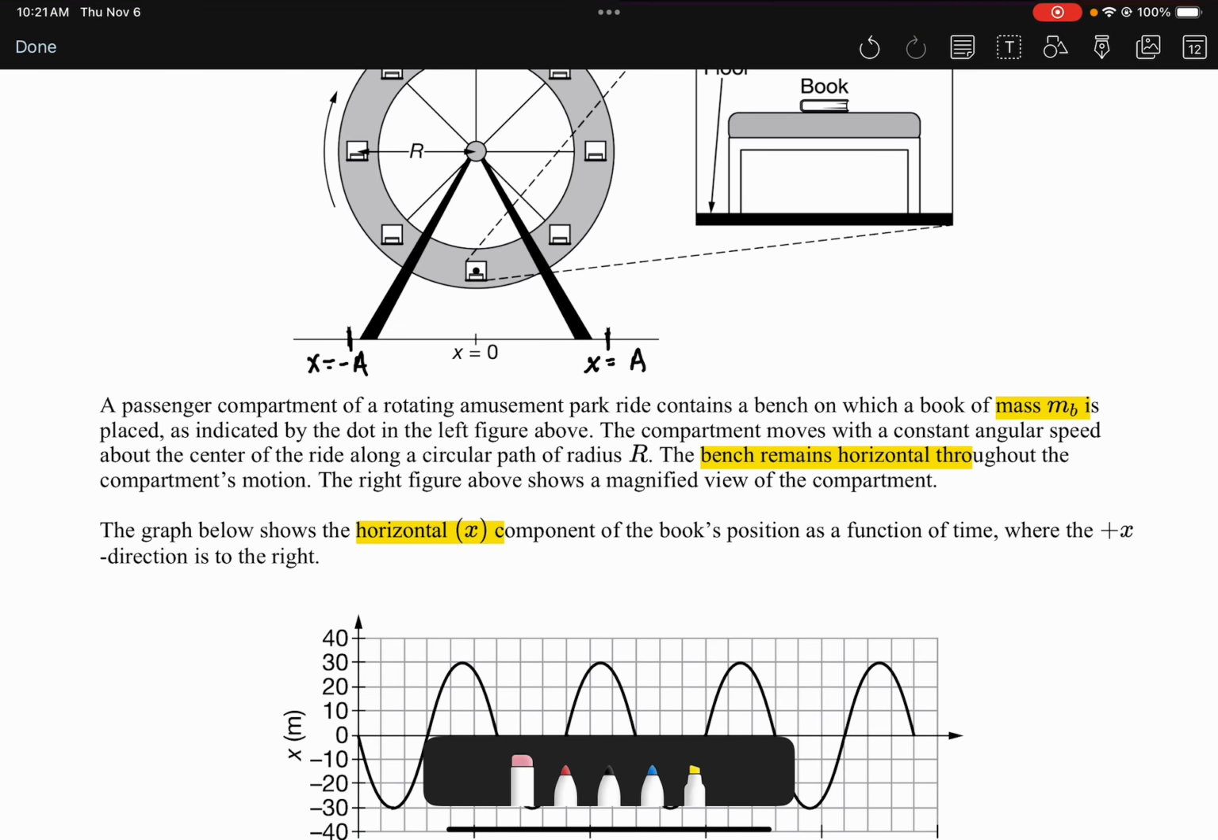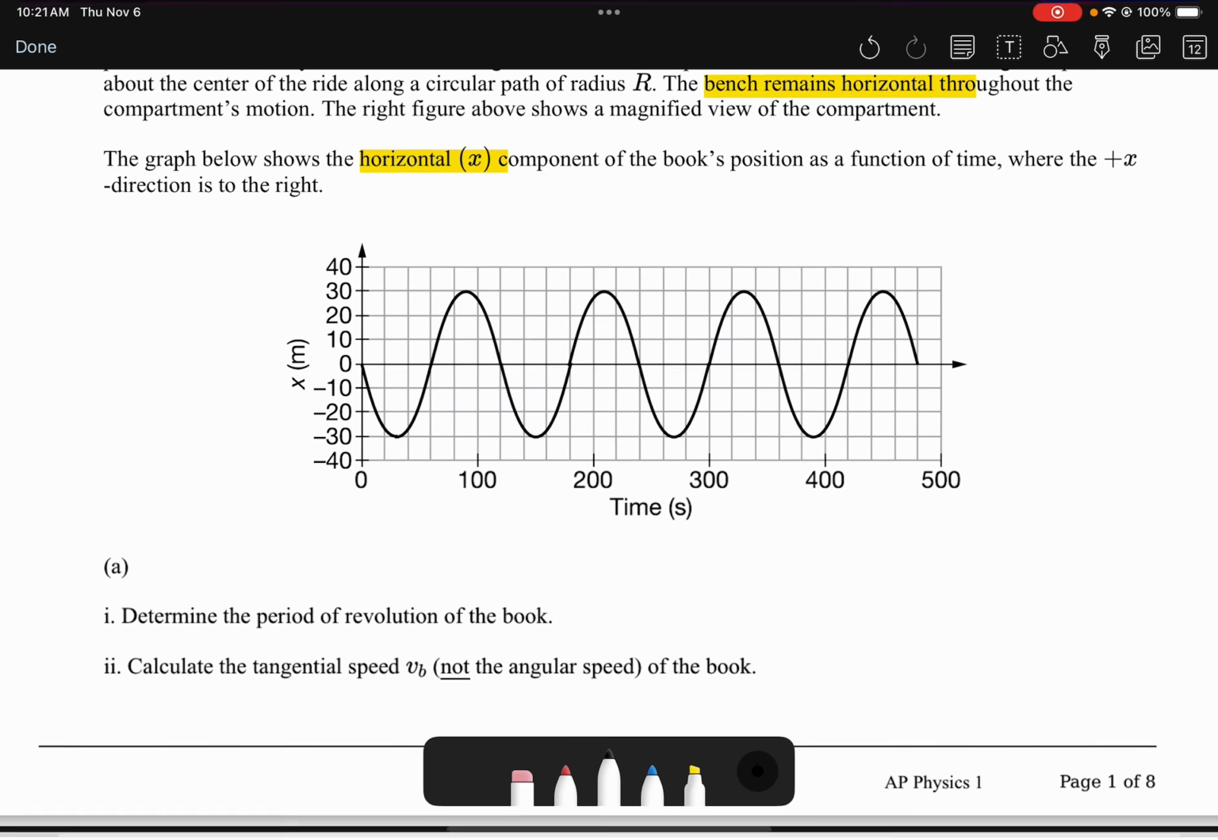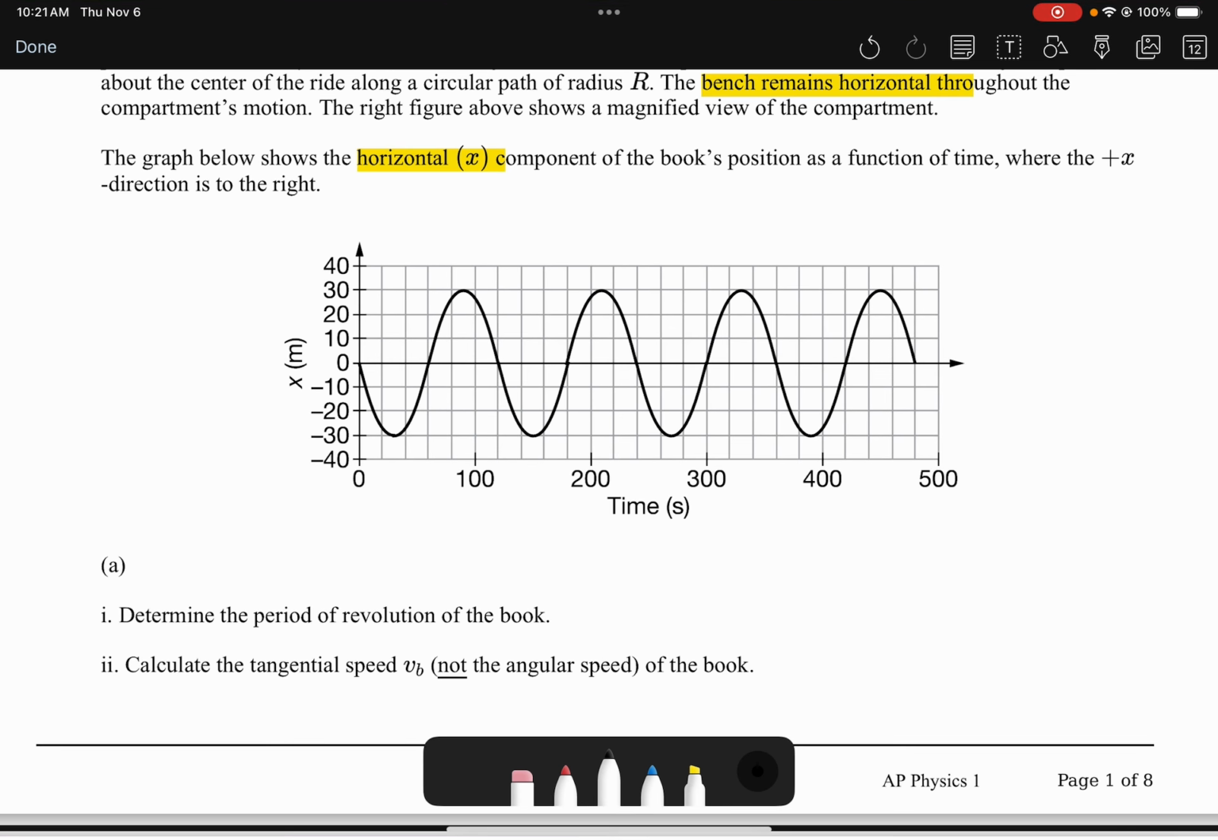And instead of amplitude, I'm actually going to rewrite this to say this is position negative r and positive r, because we know that the amplitude, the distance that it travels, is the radius of the circle. So we can look at the graph and see that this goes from positive 30 to negative 30. So that tells me that the radius is going to be 30 meters.